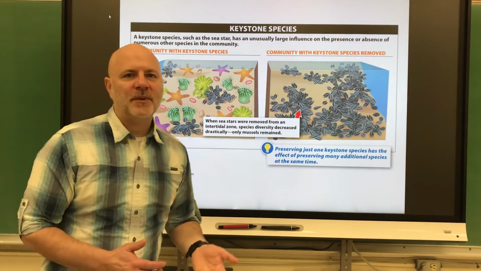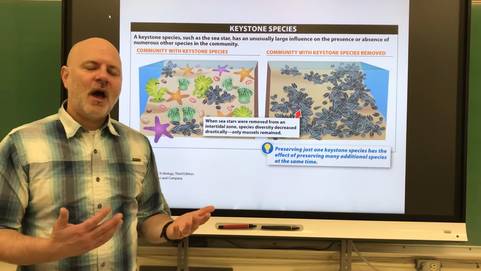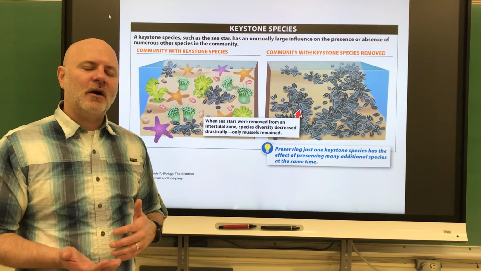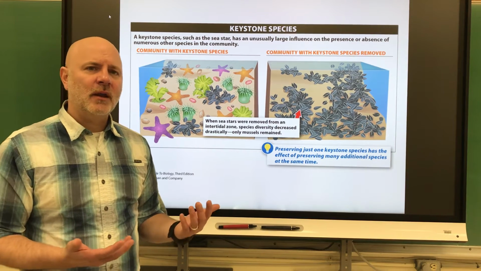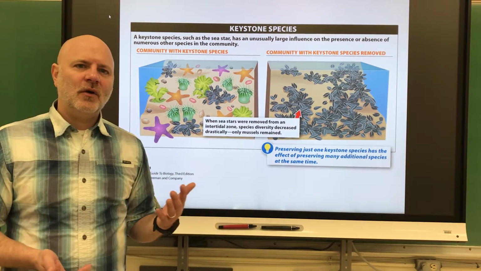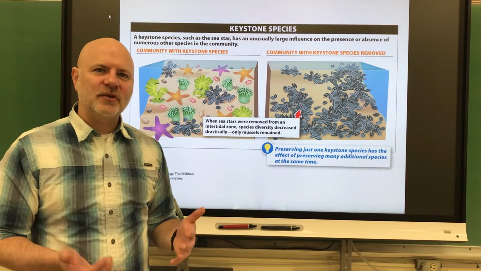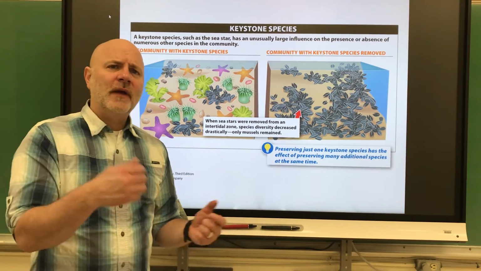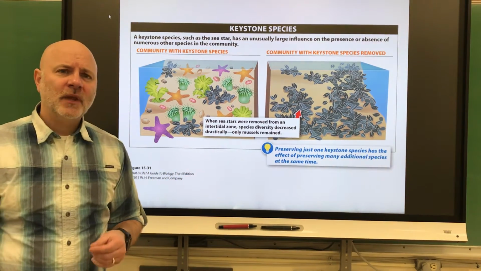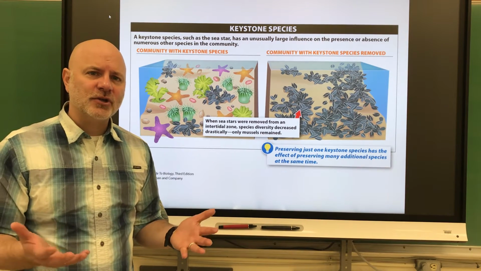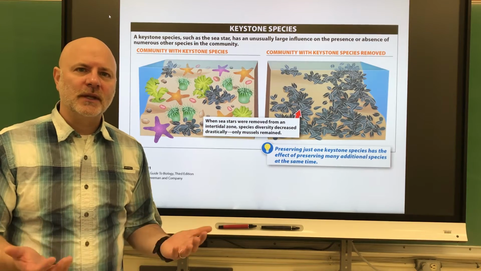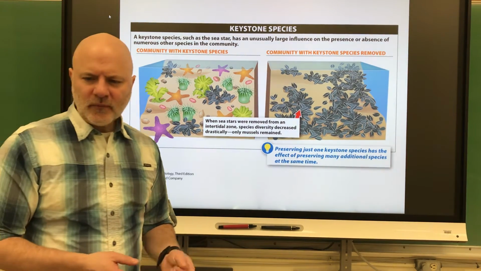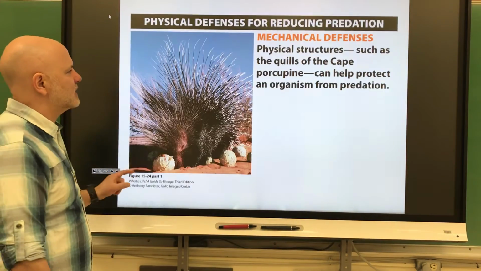A similar thing happens on the savannas of Africa, where elephants are keystone species. Elephants prey upon small trees. They literally knock the trees over to get to the leaves on those trees, and this prevents the trees from getting larger, which would then turn the savanna into a woodland area. So now let's take a look at plant and animal defenses.